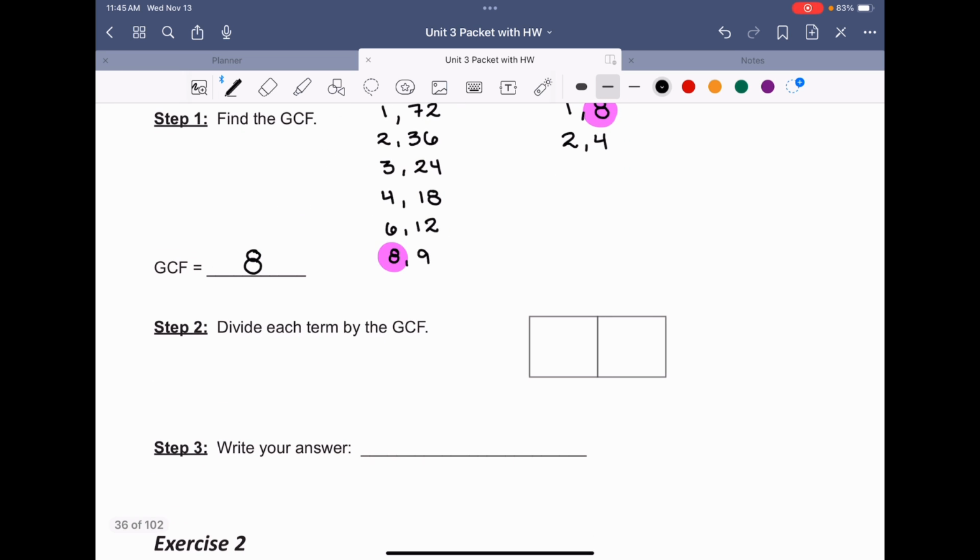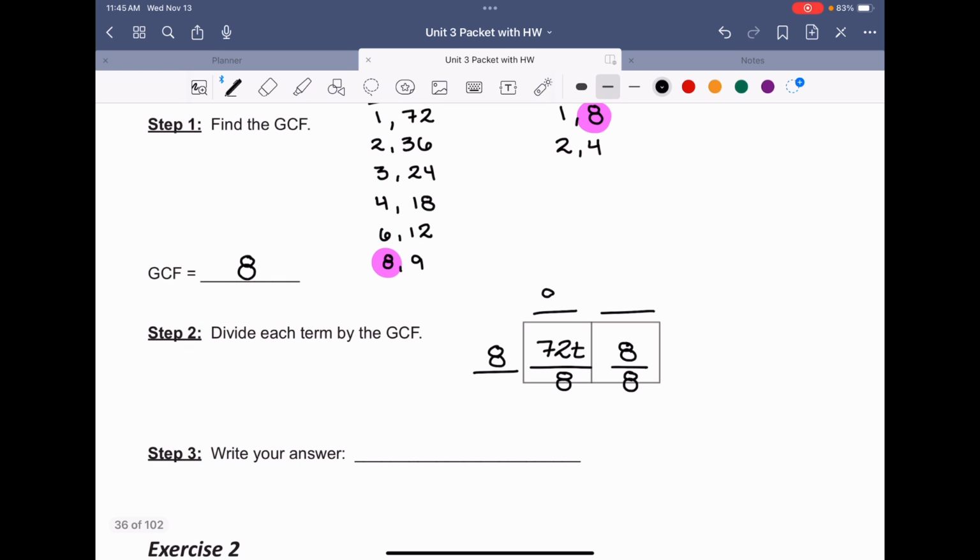I'm going to set up our array. So 72t. Don't forget your variable. Positive 8. And we're going to divide by 8 for both of them. So 8 comes out in front. And my new value goes on the top. So 9t and 1. When I rewrite this as my answer, I'm going to put 8 on the outside of the parentheses. 9t plus 1.